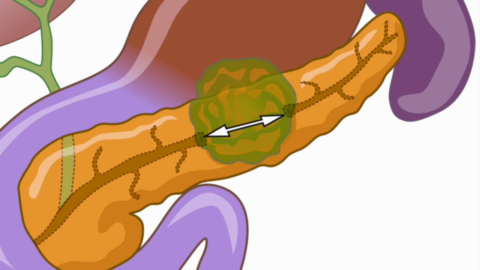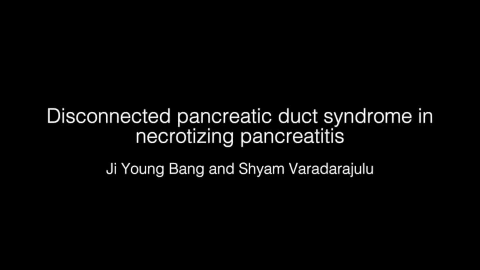Therefore, once the necrotic collection resolves, the lumen-apposing metal stent must be replaced with plastic stents. Alternatively, the patient can be treated at index intervention using plastic stents, which can be left in situ indefinitely. In this video, we'll be demonstrating the management of disconnected pancreatic duct syndrome in a patient with necrotizing pancreatitis.